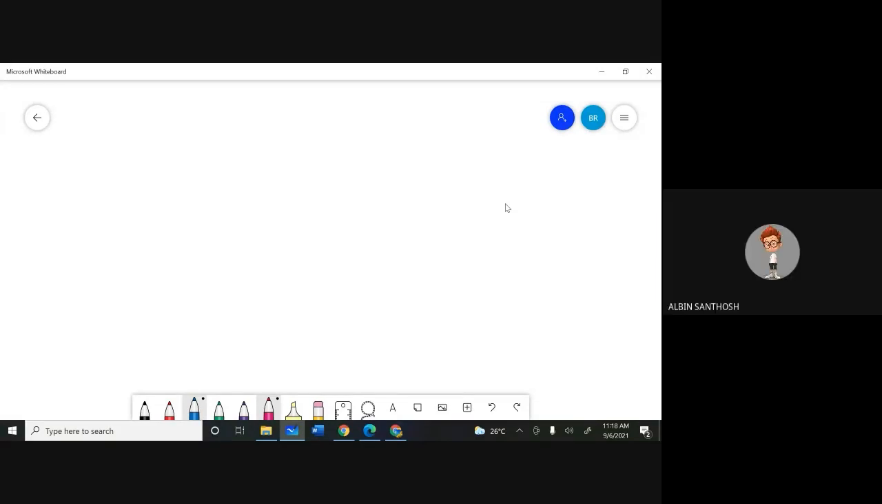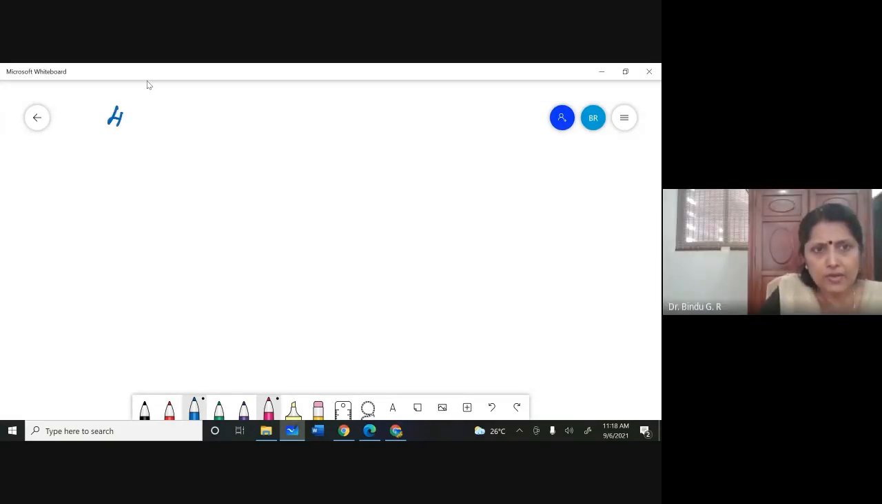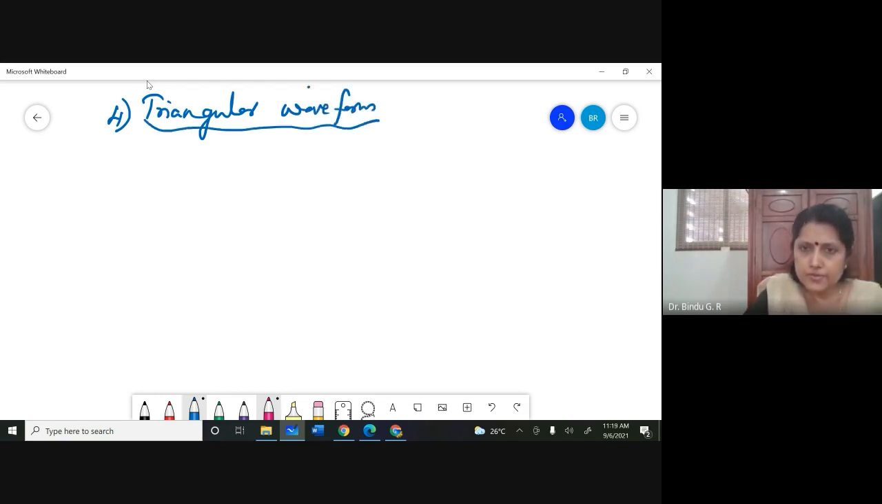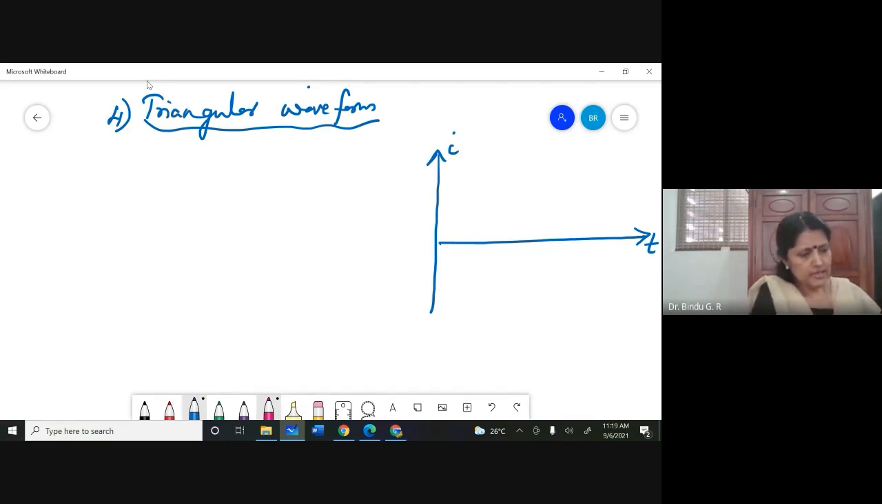Yes, ma'am. Okay. Now, the fourth wave that we are looking into is a triangular wave. Triangular waveform. Okay. So, let me draw the triangular waveform. Normally, these kinds of waveforms can come because they are trying to check whether you have understood well or not. So, triangular waveform is one waveform which you have to try yourself before you go for the examination.